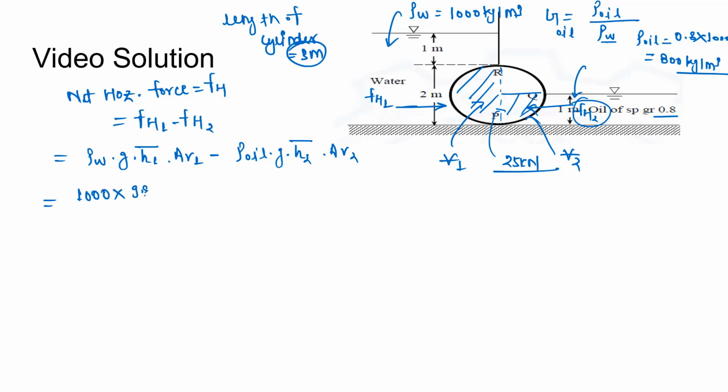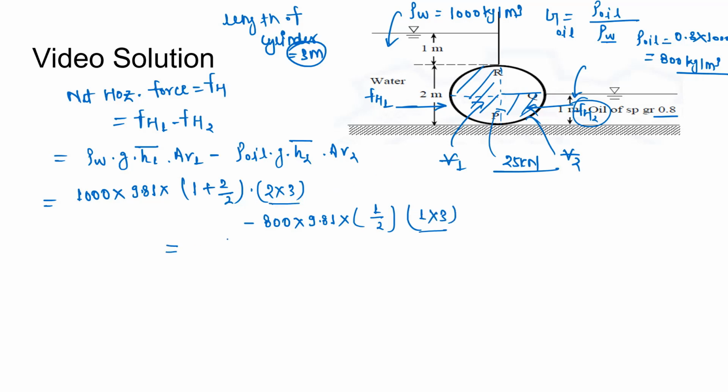Small g is 9.81. If we calculate, H1 bar will be 1 plus 2 by 2 to its center of gravity. So H1 bar will be 1 plus 2 by 2. And if we calculate the projected area here, that will be 2 into, and length of cylinder in z direction is 3, so it will be 2 into 3, minus rho of oil is 800 into 9.81, and H2 bar will be, if this height is 1, this will be 1 by 2, into Av2 will be, if this height is 1 and in z direction the length is 3 meters, so that will be 1 into 3, because this projected area will be rectangular.